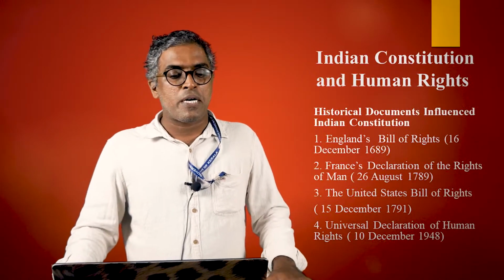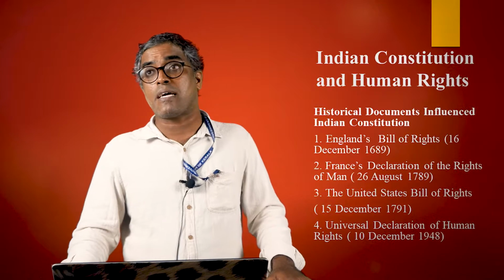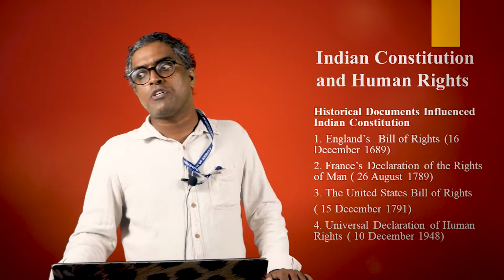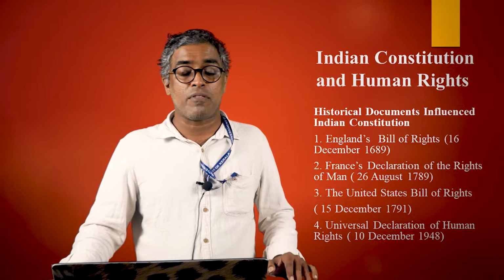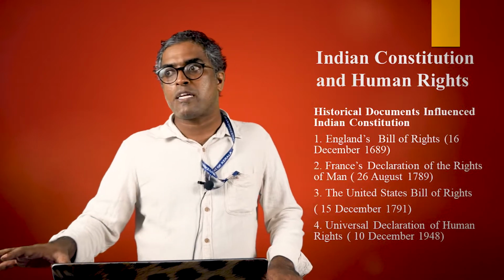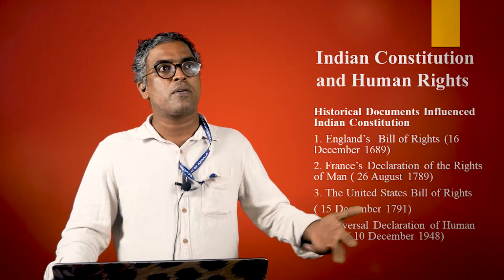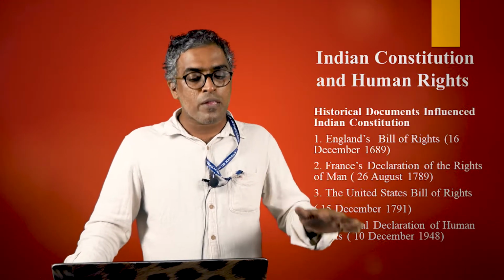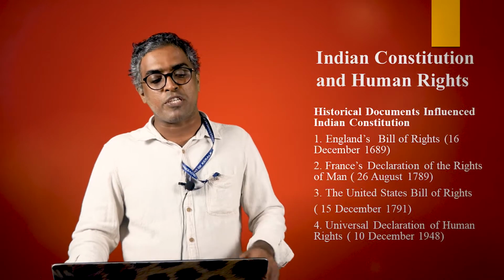The first one is England's Bill of Rights, which was passed on 16 December 1689. This Bill of Rights came into effect after the Glorious Revolution of 1688. It guaranteed the prominence of the English Parliament over the Crown. The crown was then offered to William and Mary, the joint crown. So this bill ensured the dominance of the English Parliament over the Crown. England still follows the tradition.